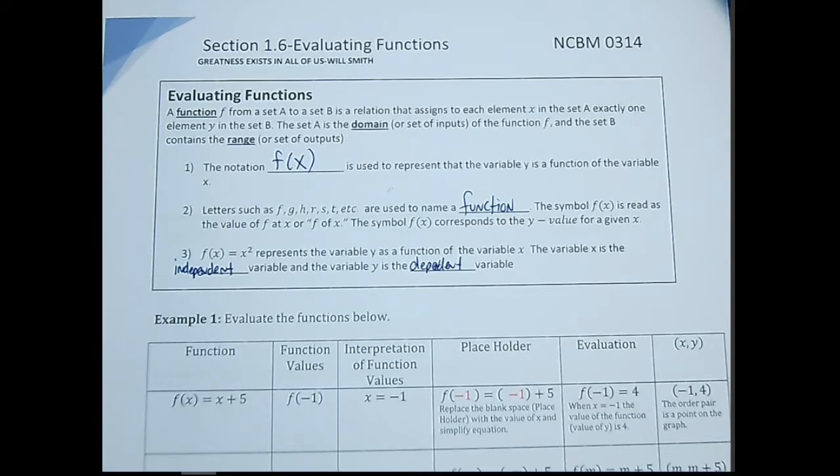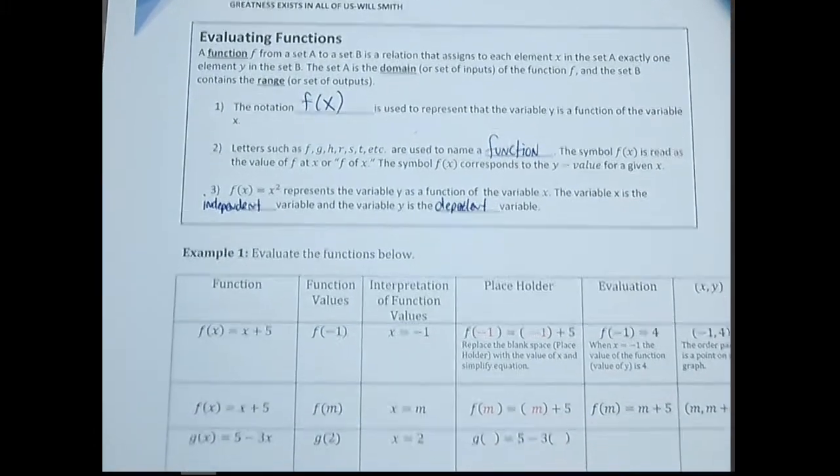For example, f of x is equal to x squared represents the variable y as a function of the variable x. The variable x is called the independent variable, and the variable y is called the dependent variable. So let's look at some examples.